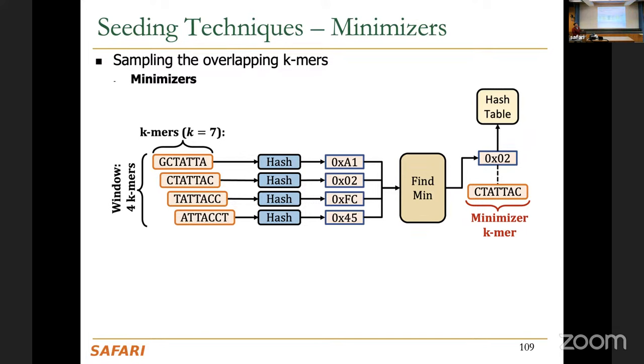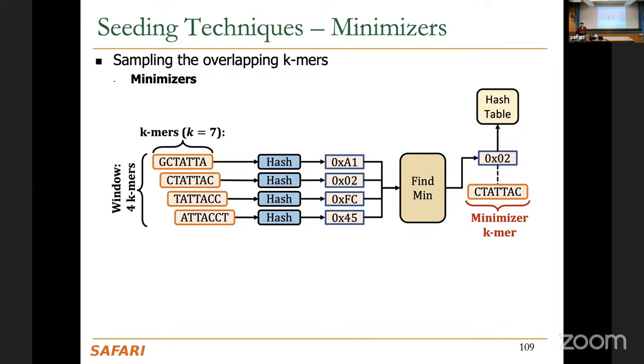So this enables us to perform a clever sampling strategy. Rather than storing all such overlapping k-mers, we're only storing the minimum one. And there is basically a theory behind it. This is from a paper from 2003, I think I forgot to put it here, but maybe after the lecture it will be there.